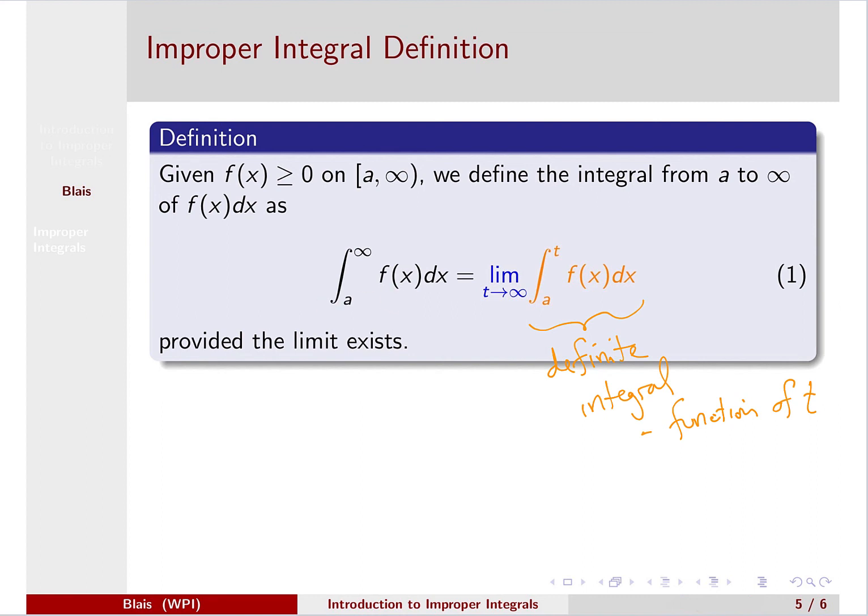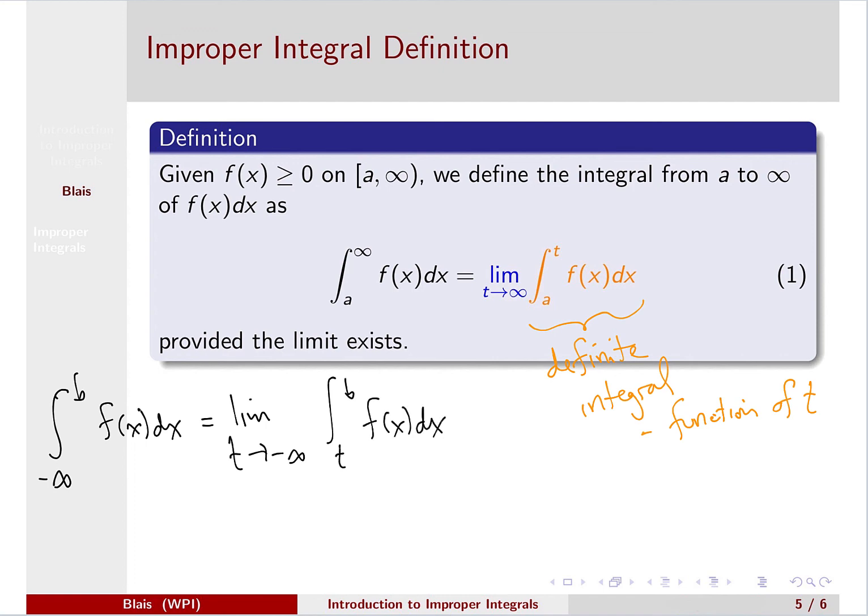And note that you can go the other way as well. We can also have the integral from, say, minus infinity to a number, why don't we say to b, of f of x dx. And you define this in a similar way. Here you would say the limit as t goes to negative infinity of the integral from t to b of f of x dx. And we will look at in the next lecture how you do calculations with these.